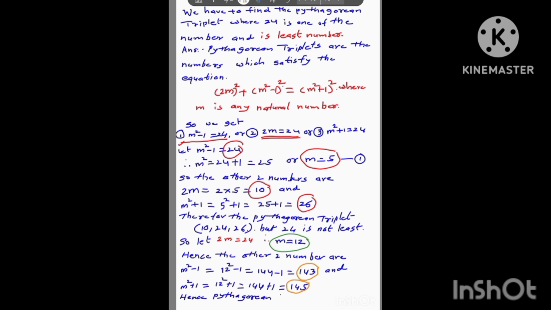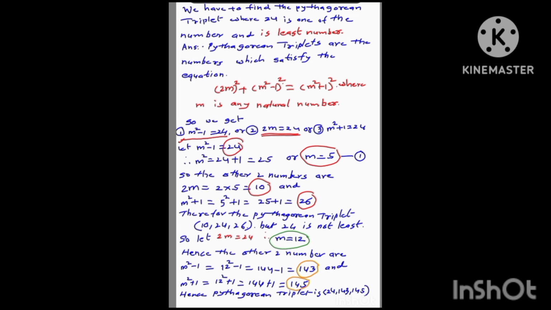And here 24 is the minimum number, the least number. 24, 143 and 145. So that is your answer. So read the question properly, try to understand the meaning behind it, and see that while you answer it, you have answered all that is asked and satisfied all the conditions. That is the least number.